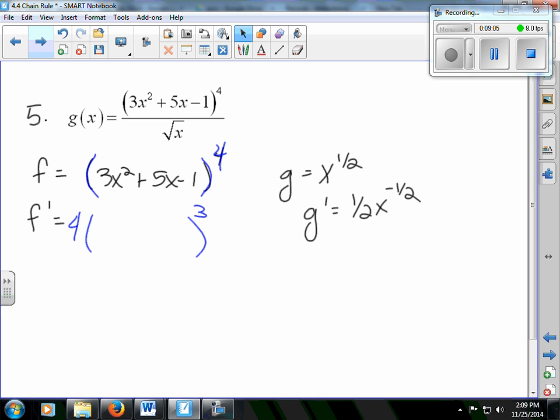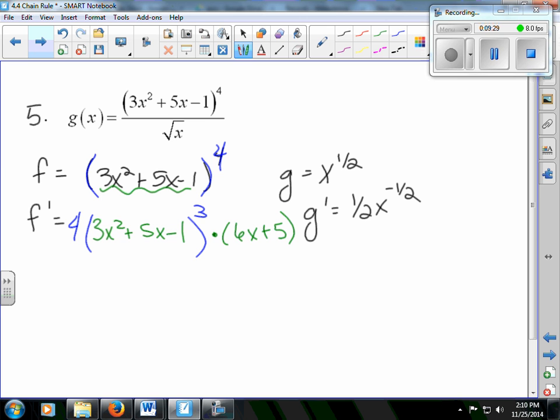When that thing is a complicated thing, like this polynomial 3x squared plus 5x minus 1, you need to keep that in there, do the derivative of the power around it, then multiply by the derivative of the inside part. The inside part has a derivative of 6x plus 5. I'm going to put that in parentheses and multiply by that at the end.